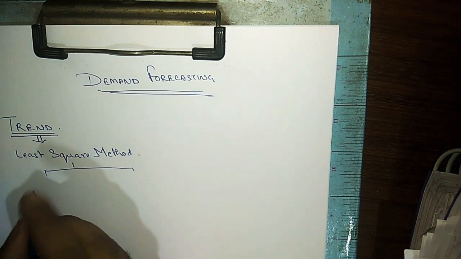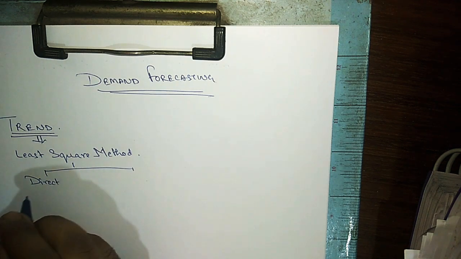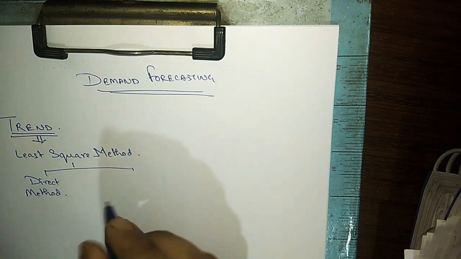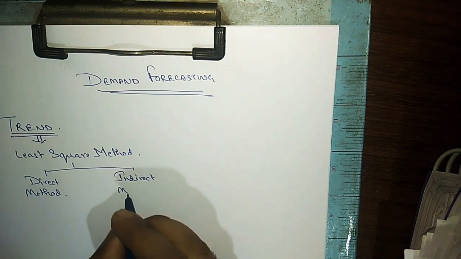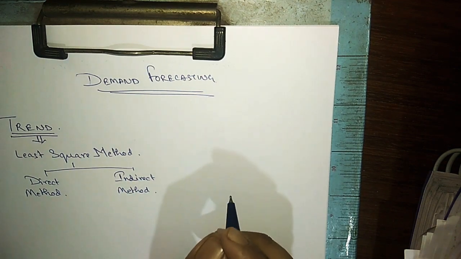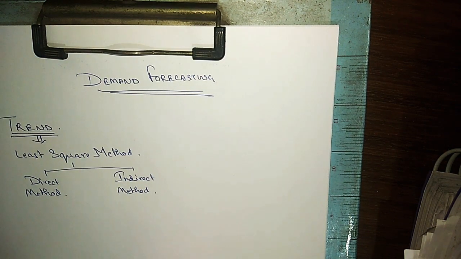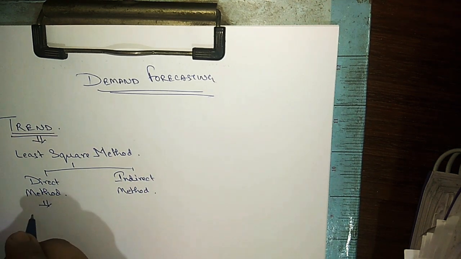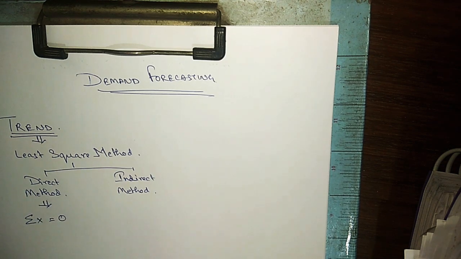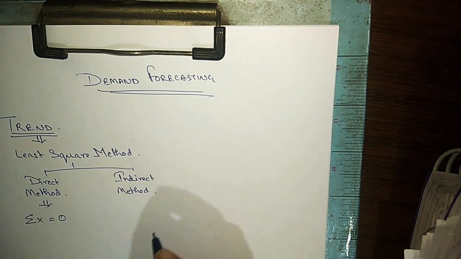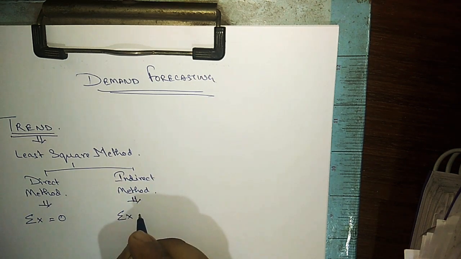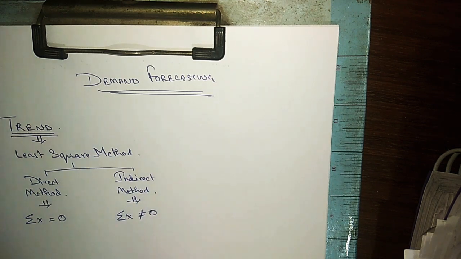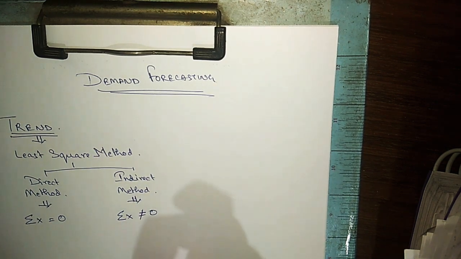It is of two types. One is direct method and another one is indirect method. Now the question is when you should use direct method and when indirect method. So direct method is applicable only when summation x equals 0, and indirect method can be used only when summation x is not equal to 0. It may be positive or negative.